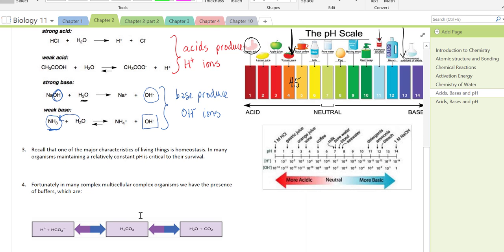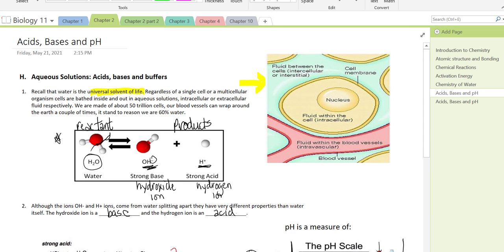Now it says down at the bottom, recall that one of the major characteristics of living things is homeostasis. In many organisms, maintaining a relatively constant pH is critical to their survival. So when we talk about these things that are acids or bases, what happens when they end up in these environments? Let's say we end up with some acids in our blood, that could cause the pH of our blood to drop, and this could be extremely detrimental to our health.